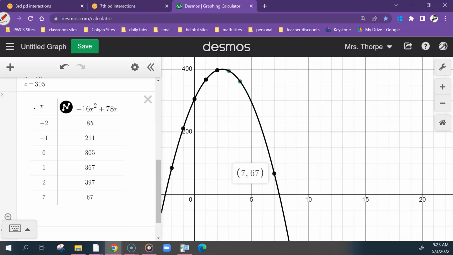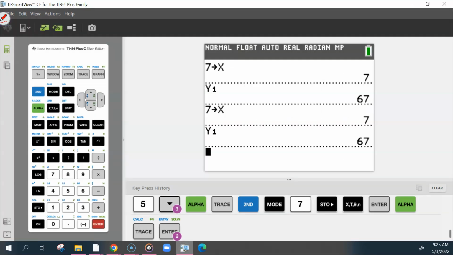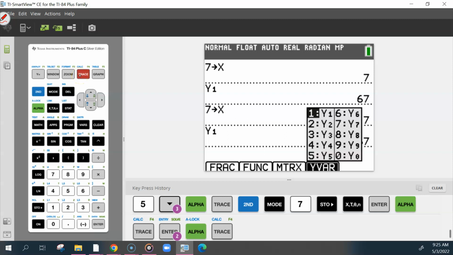How do you get the 7 on that? On the calculator, you put x as 7. Yeah, so 7, store as x, hit enter, and then alpha trace wherever you store your equation. Now, if you didn't store it, then this won't work. So you have to make sure you store your regression equation on that stat calculate page.